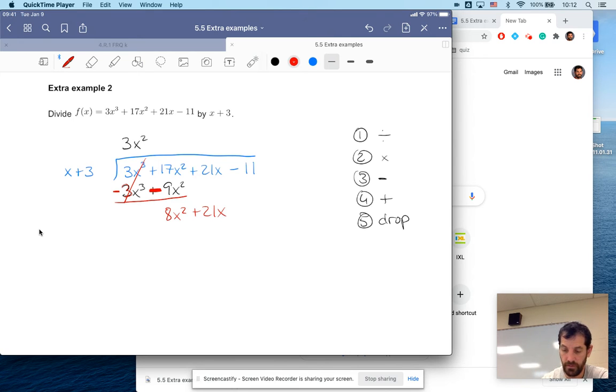So we start from the beginning. We're going to do division first. So how many times does x go into 8x squared? And that's going to be 8x times. And now we multiply. So we multiply this number that we just got, that number times that whole thing. So it's going to be 2 different multiplications. It's going to be 8x times x is 8x squared. And then 8x times 3 is going to be plus 24x.